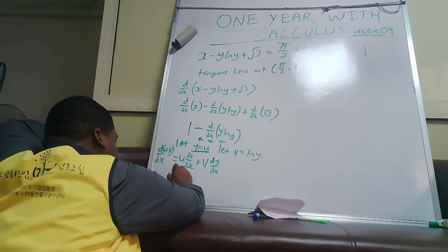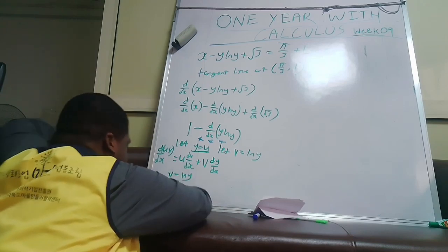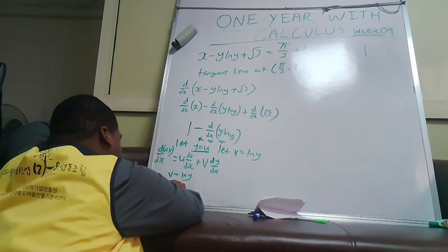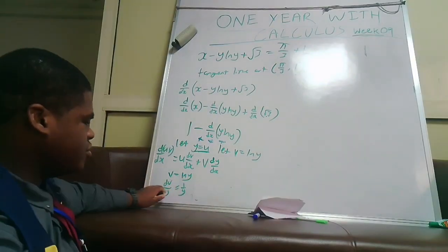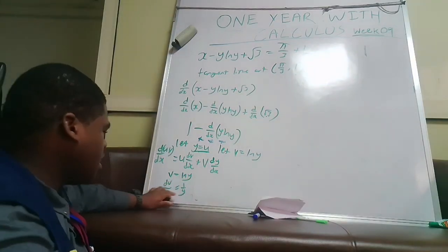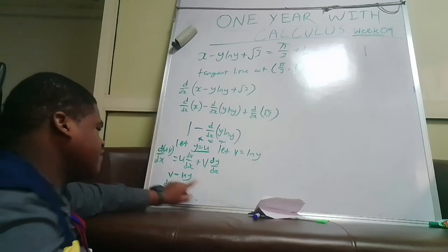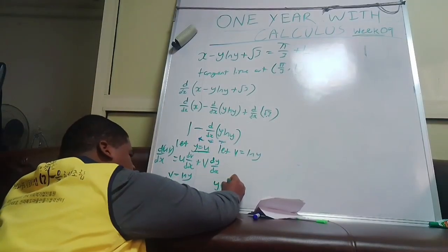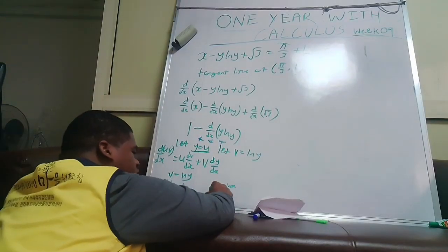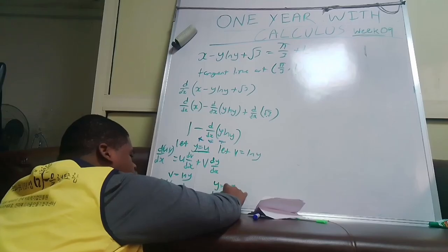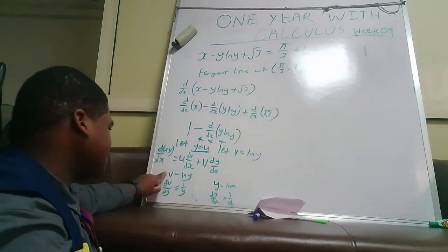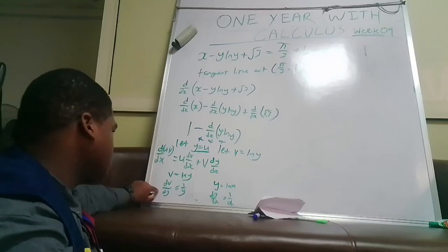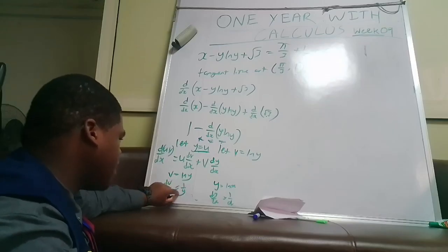V is equal to ln y. Dv over dy is equal to 1 over y. I believe you already know this. Dv over dy is equal to 1 over y, because if you have something like y is equal to ln x, and you differentiate both sides, you're going to have dy over dx is equal to 1 over x. In this case, we have v is equal to ln y. We are differentiating v with respect to y. So that is dv over dy is going to equal 1 over y.